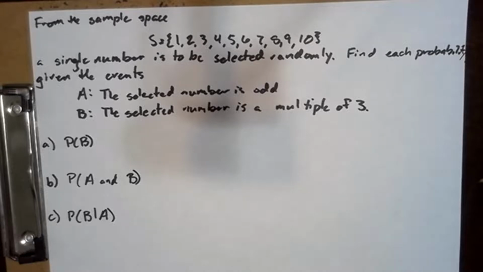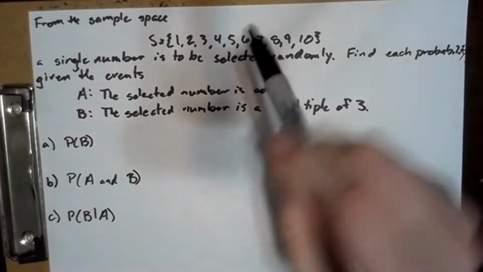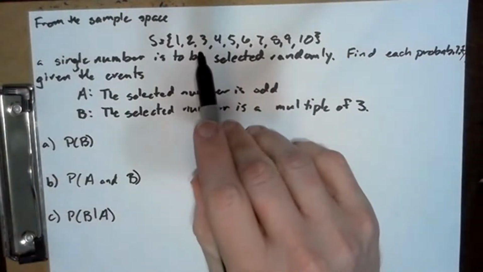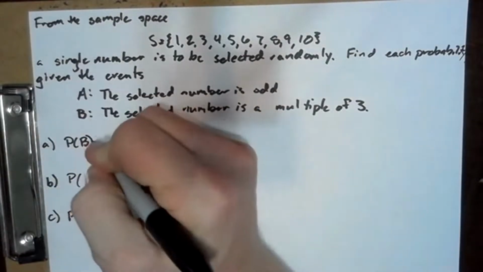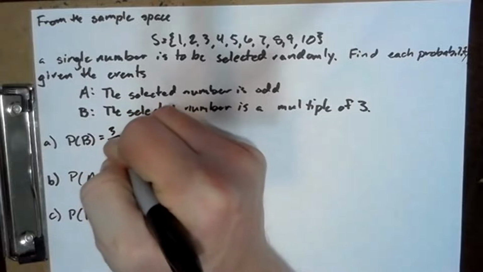So the probability of B is the first one we want to find. The selected number is a multiple of 3. Well, we've got 3 multiples of 3 between 1 and 10. That's 3, 6, and 9. So the probability of B is 3/10.